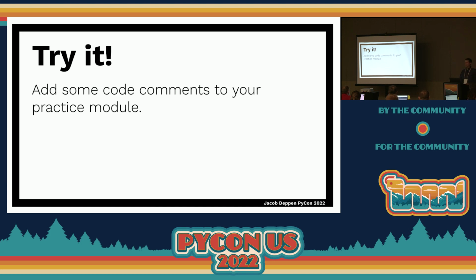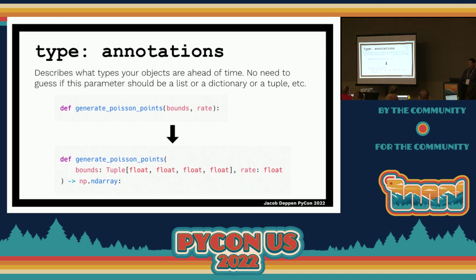We're gonna push forward. If you didn't get all of the code comments in that you wanted, that's fine. No worries. The next thing we're going to cover here is type annotations. I was really surprised in the pre-survey how many folks are using type annotations already. So maybe this is less of an introduction than I thought I might need to do. But in general, type annotations describe the types of your objects ahead of time. Okay?